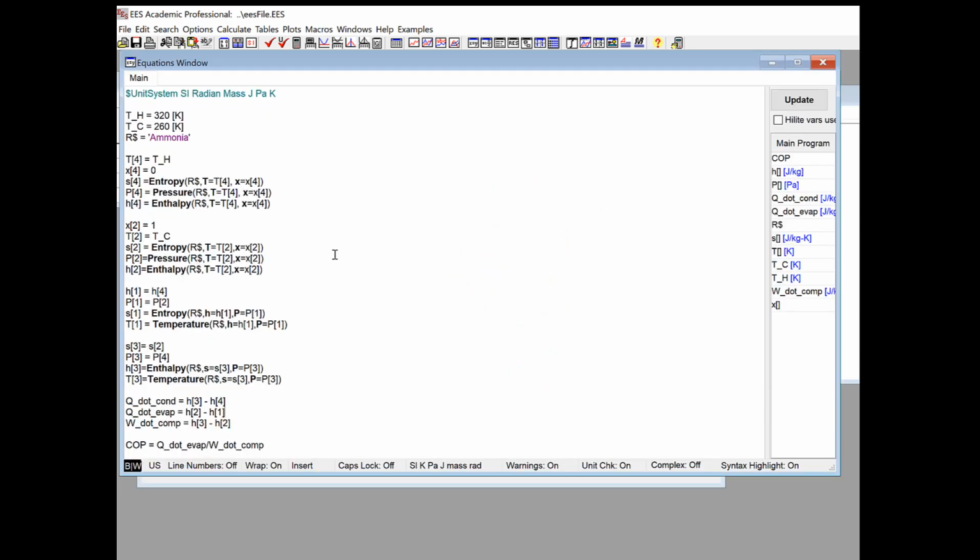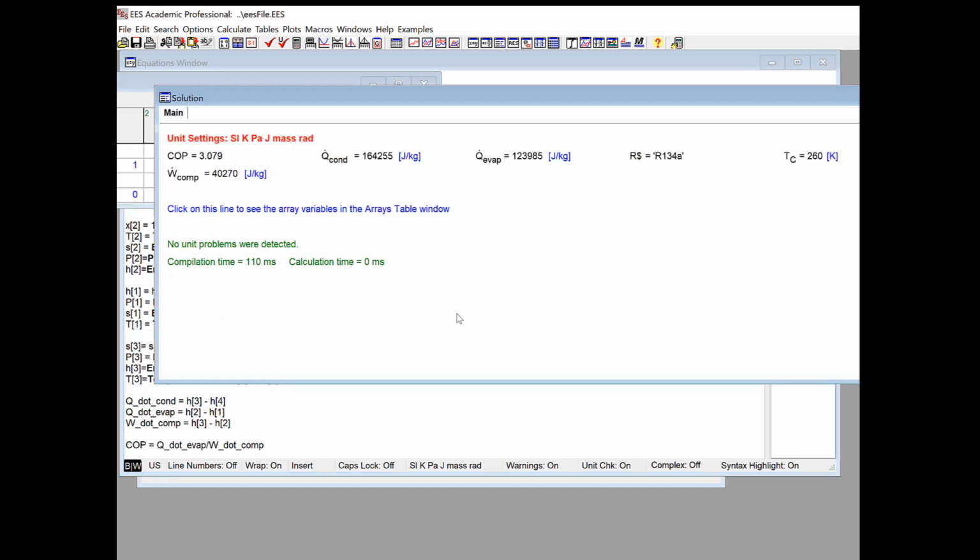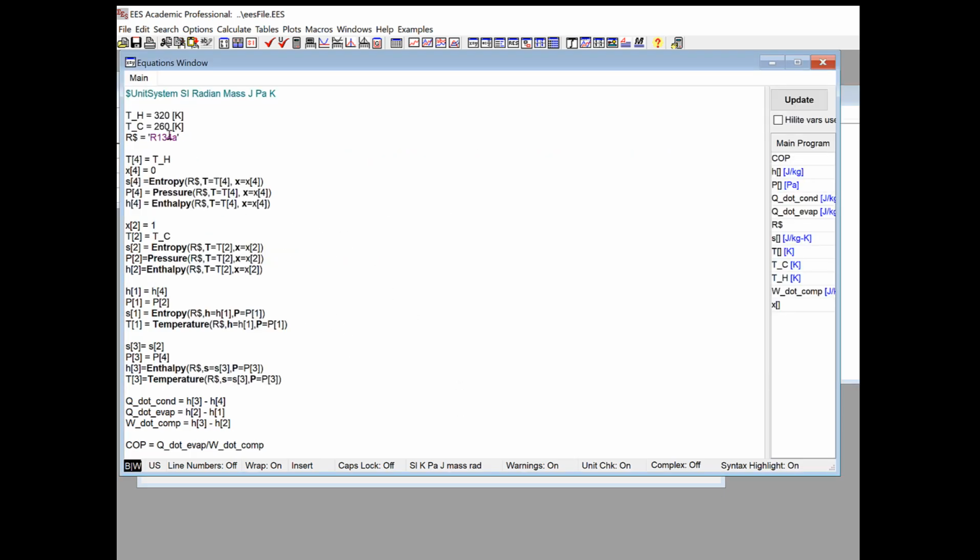The other thing I can do is I can change the refrigerant. So I did ammonia here. I could probably change this to something like, let's try R134A. And because I'm using this string, it will change the refrigerant in every property call. So if I solve, you can see that the new COP is 3.079. So R134A, at least theoretically, is not quite as good as ammonia in terms of being a refrigerant, at least at these temperatures.